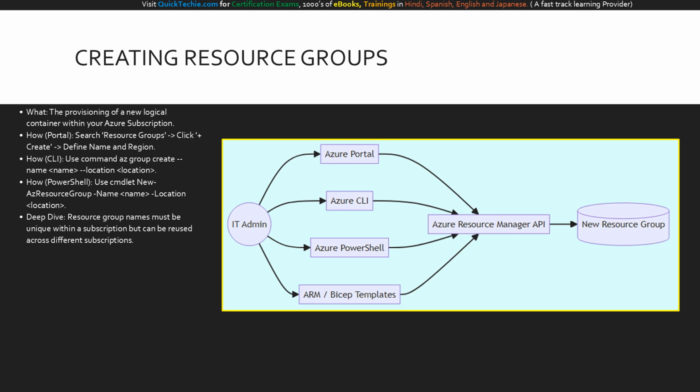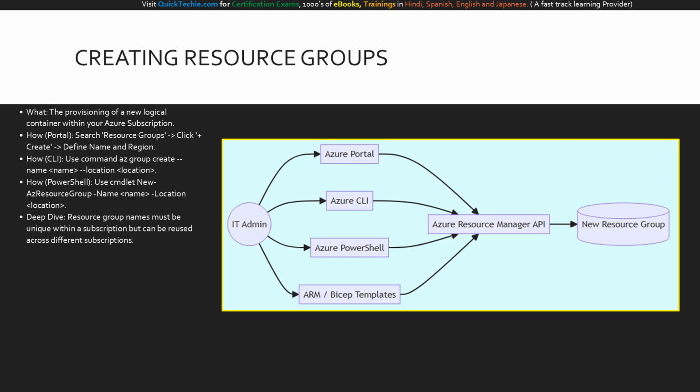Both command line tools only require the name and the location parameters to instantly provision the group. A quick deep dive into naming conventions: the name of your resource group must be unique within your specific subscription. However, unlike storage accounts, the name does not have to be globally unique across Azure, meaning you can reuse the same name in a different subscription if needed.